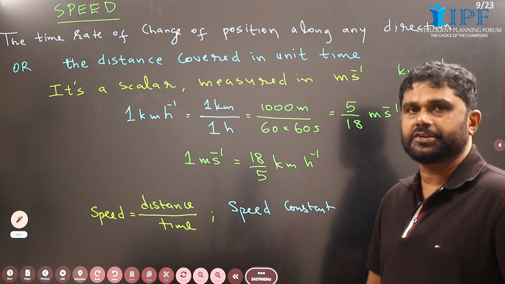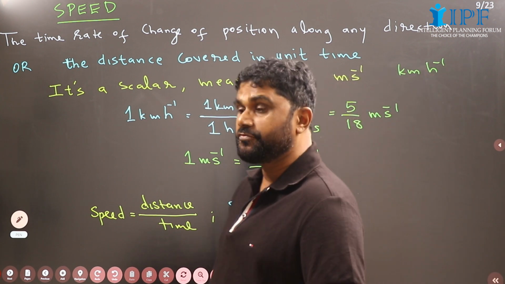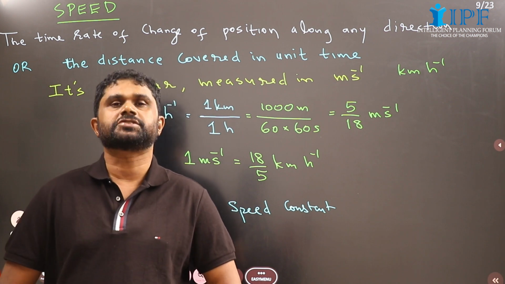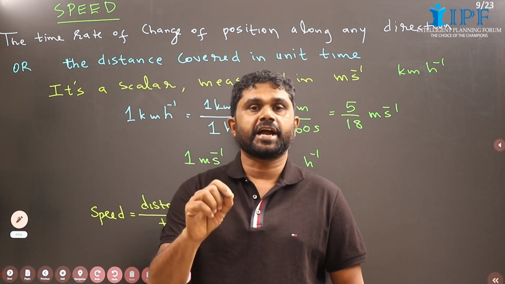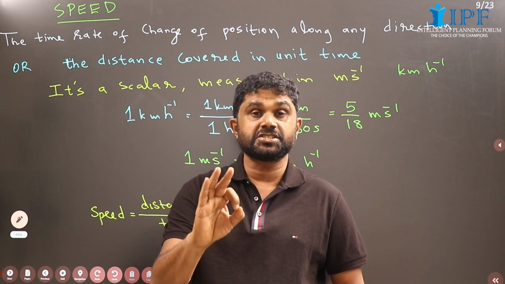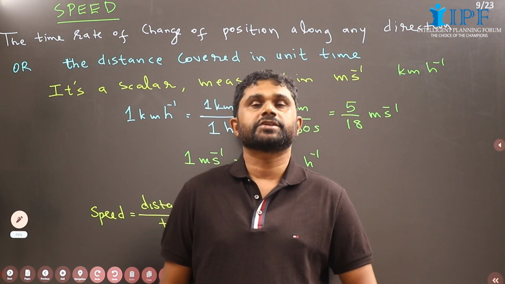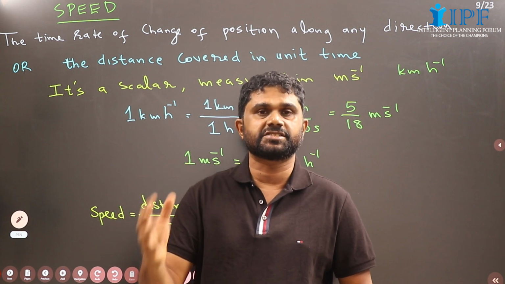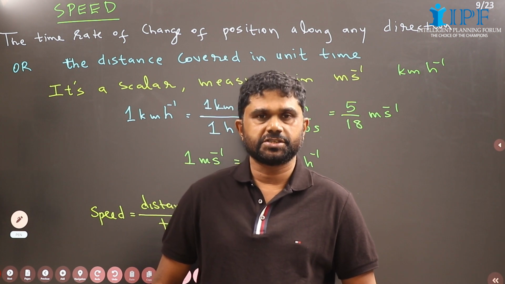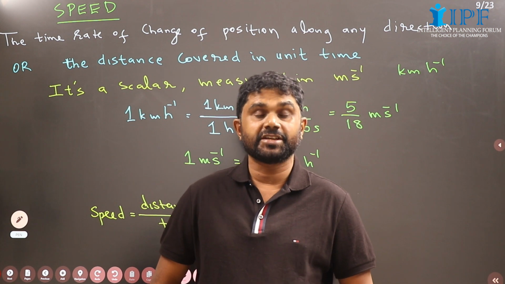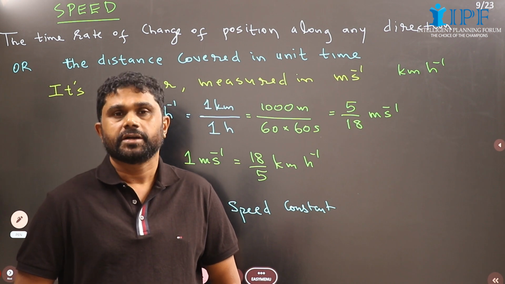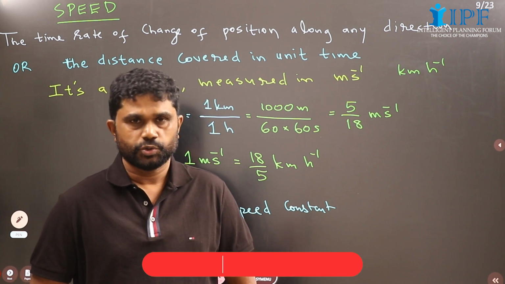Now, speed. The rate at which the body changes its position along any direction, that is the speed. Or let us say the time rate of change of position of a body along any direction is the speed, or it is the distance traveled by the body in unit time. If we take the SI system of units, unit time means 1 second, so the speed will be the distance traveled in 1 second. And if we take the unit of time as 1 hour, then the speed will be the distance traveled in 1 hour.